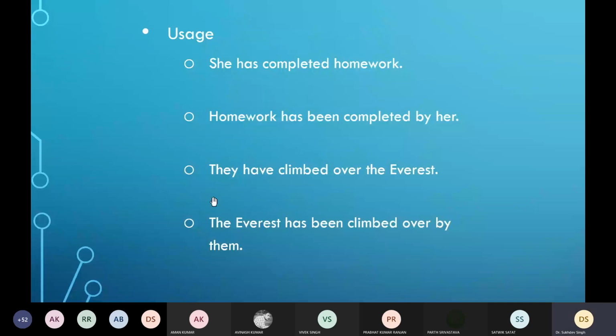We need to fix this helping verb have in accordance with the new subject, which is the object in the first sentence. So over here, the Everest, because Everest is singular, that's why has. And then we add been. After that, the third form will remain the third form, and then over will remain over. Then we add by, and they, as we already said, is converted into passive voice as them.